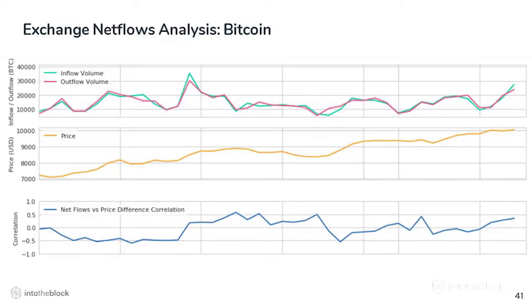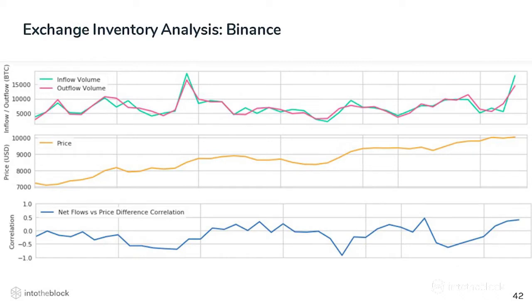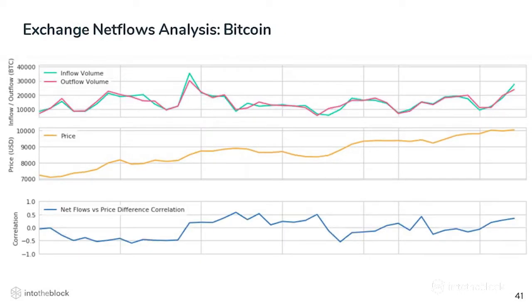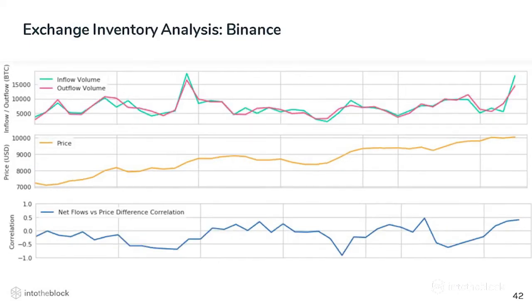Inflows and outflows. This is all exchanges, money coming into exchanges. Inflow volume is green, outflow going out. And you can see how that correlates with price. Then there is an index that we calculate that is a correlation between the two. That's all Bitcoin. That's Binance. Look at that. All Bitcoin, Binance, they're identical. So the flows on Binance are highly correlated with the flows on Bitcoin.